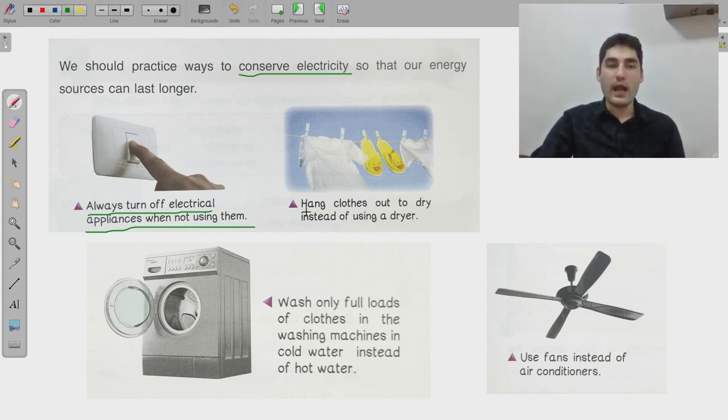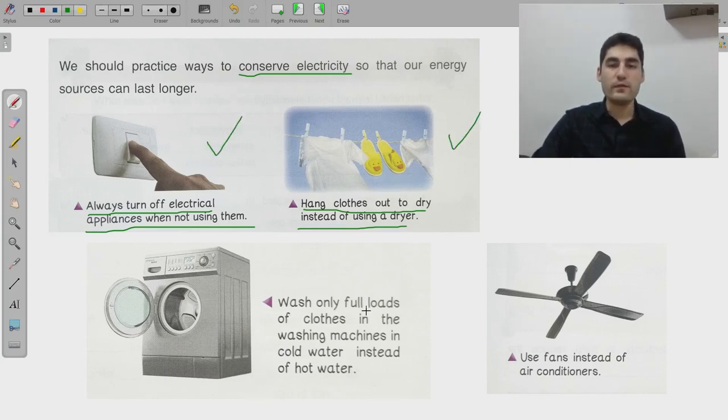Okay, for example, always turn off electrical appliances when not using them, like lights, right? Another one, hang clothes out to dry instead of using a dryer. Dryer is a machine that helps the clothes to dry, but you can hang them outside, right? Okay, next one.